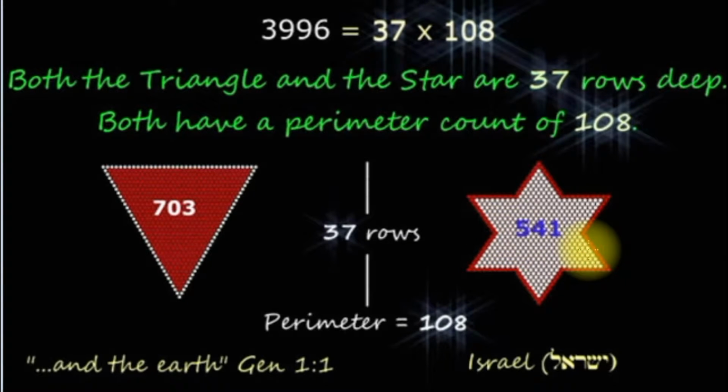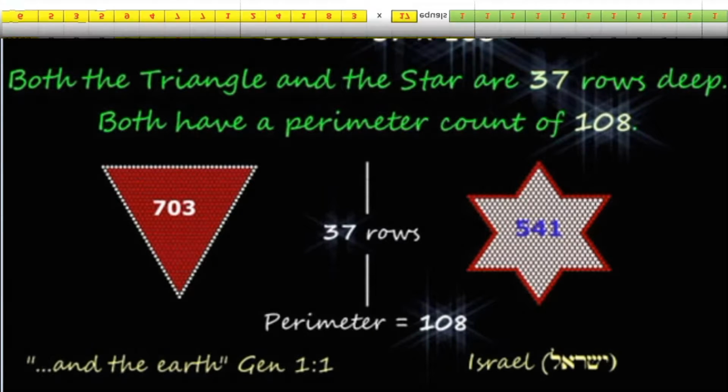The name Israel has a Hebrew gematria value of 541. It also is the number of units that create the Star of Israel, 541 units. So Israel has a gematria value of 541, as well as the number of units that create its geometry, which is divine fact of truth.